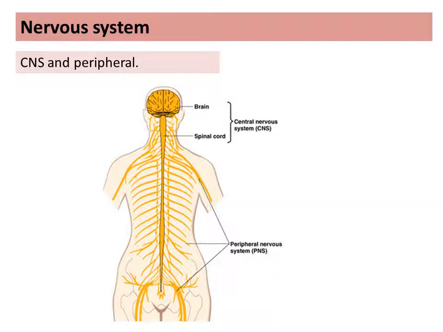The nervous system, as I'm sure you all remember, is divided into two sections. We've got the central nervous system and the peripheral nervous system. The central nervous system consists of the brain and the spinal cord, and the peripheral nervous system are all the nerves which are supplying the other areas of the body. So these will be the spinal nerves which branch off into all parts of the body.